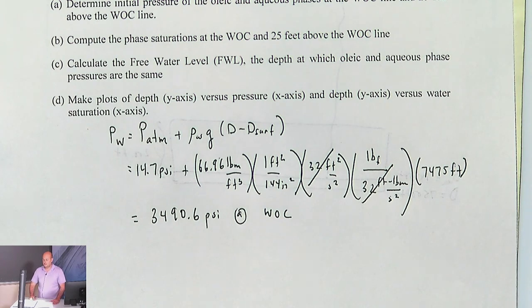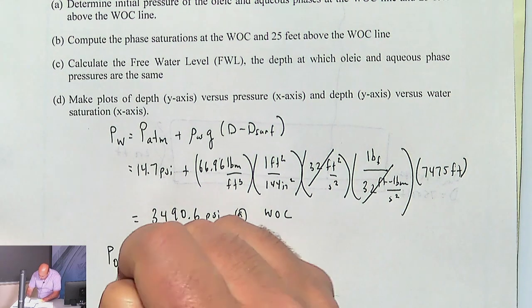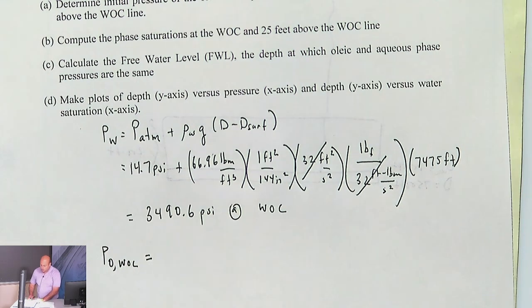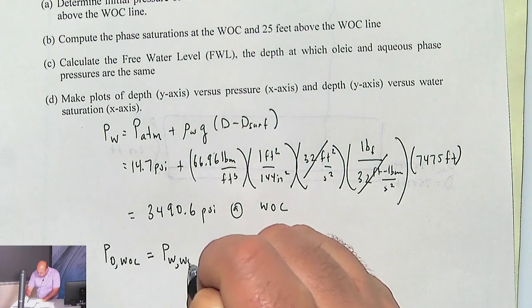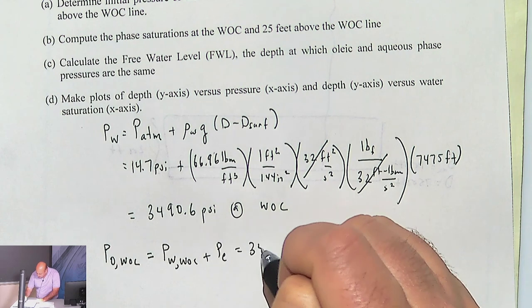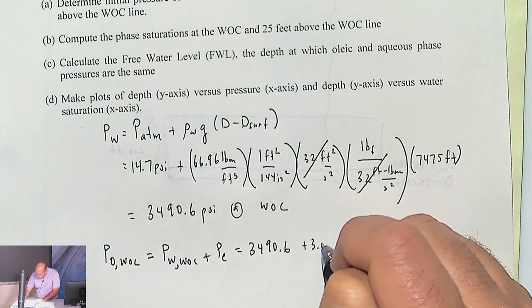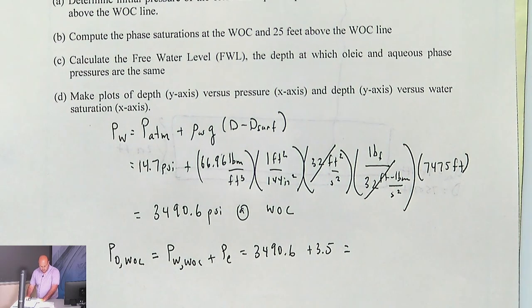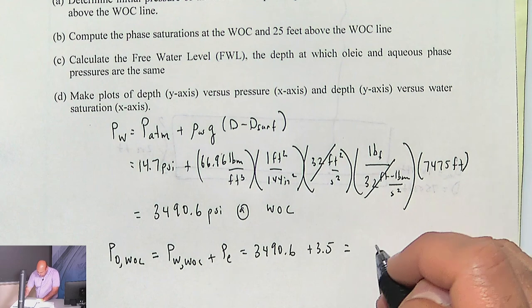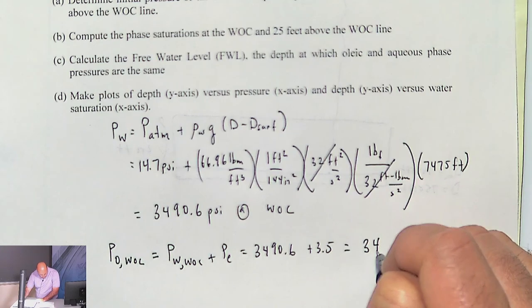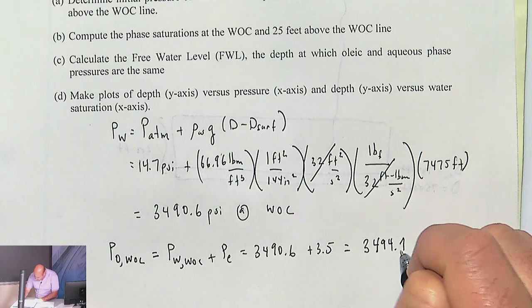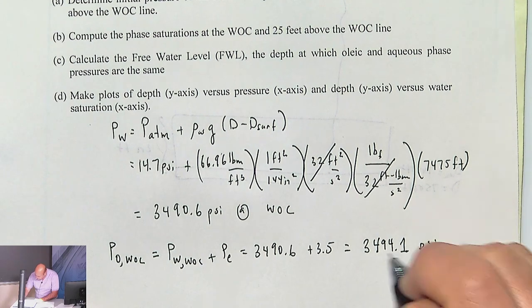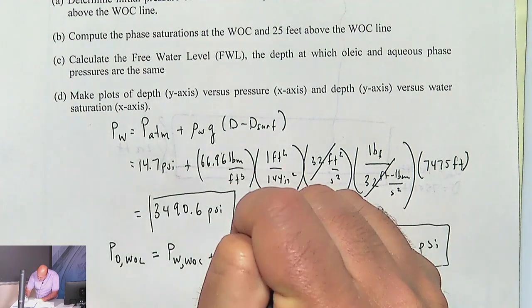Everybody see that? So given that, what's the pressure of the oil at the water oil contact line? At the water oil contact line, and only at the water oil contact line, the pressure of oil is equal to the pressure of the water at the water oil contact plus the capillary entry pressure, which is 3490.6 plus 3.5. And that is equal to 3494.1 psi. Understand? So good.